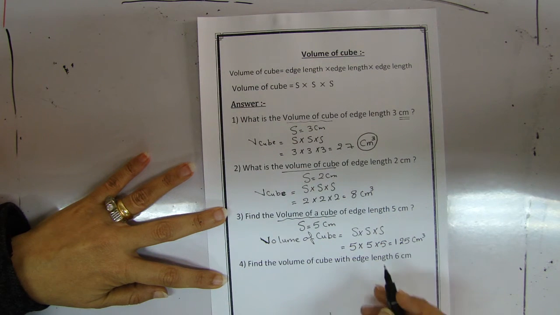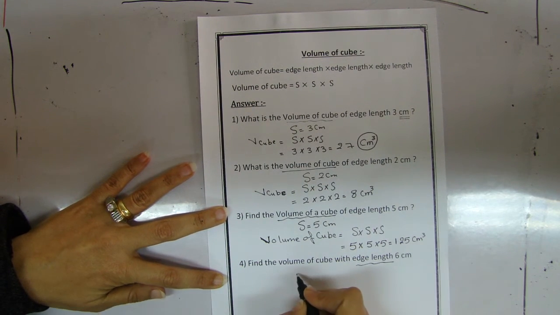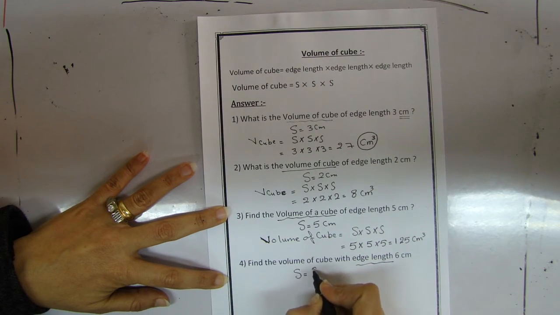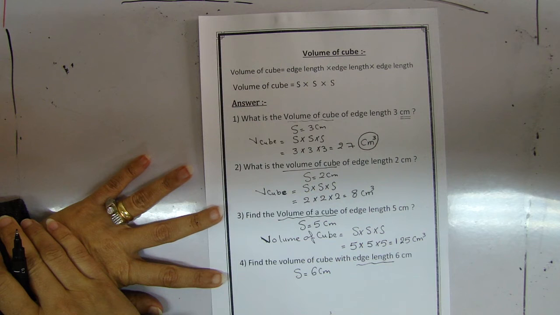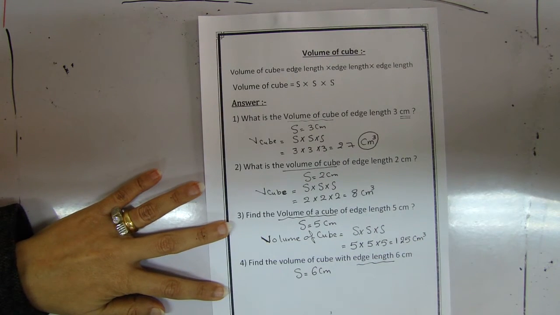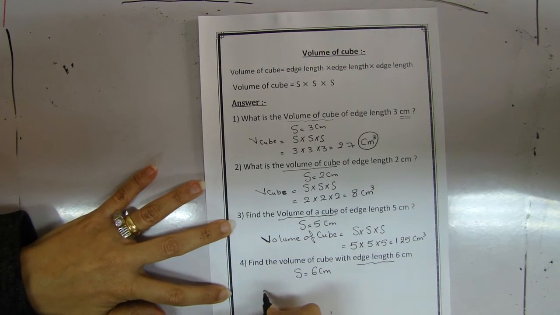Find the volume of a cube of edge length 6. Then side equals 6 centimeters. We want the volume of the cube. Volume of cube equals what? Excellent. Side times side times side. Then equals 6 times 6 times 6 equals what? 216 cubic centimeters.